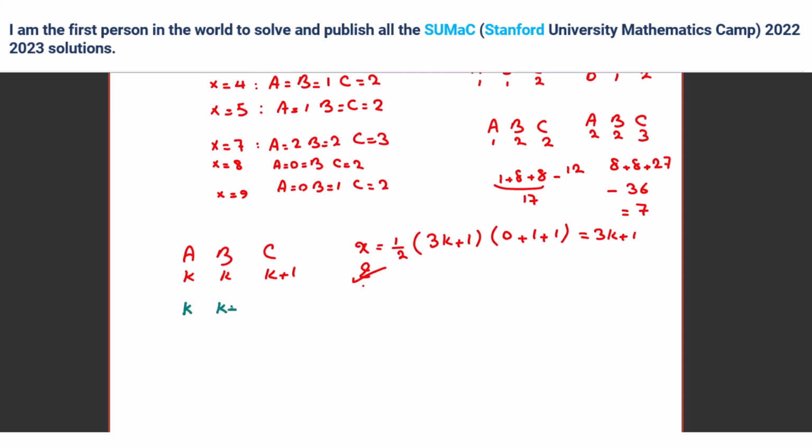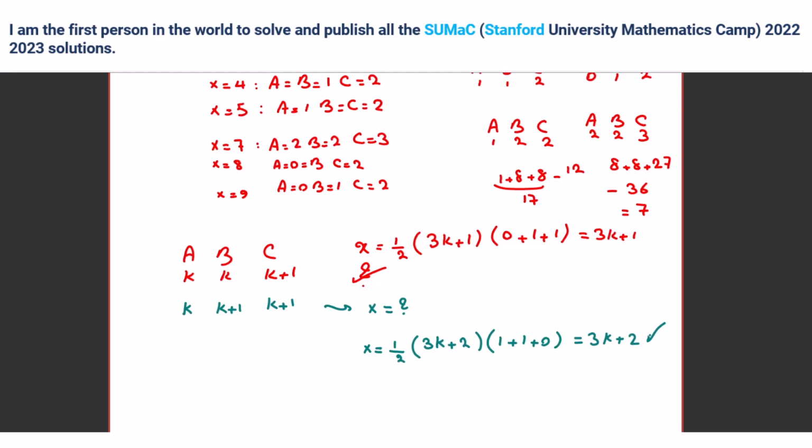Okay, so let's go forward. Let's consider this one, k, k plus 1, k plus 1. In this case, what's x equal to? Okay, 3k plus 2. Sum of them, 1 plus 1 plus 0. So we were able to create 3k and 3k plus 2, right? Yes, sir.